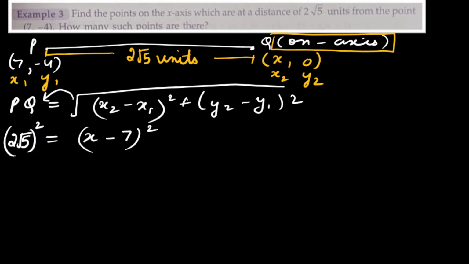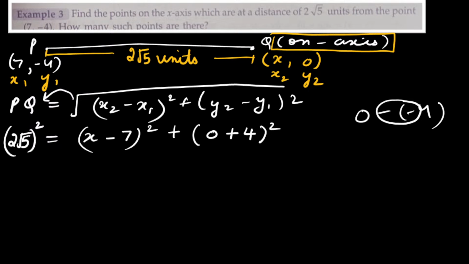So (x - 7) whole square plus (y2 - y1), y2 is 0 minus 4. So the two minus signs together I'm directly going to write as plus. It is 0 minus 4, so two signs together will become plus. So directly I have written 2 root 5 whole square.